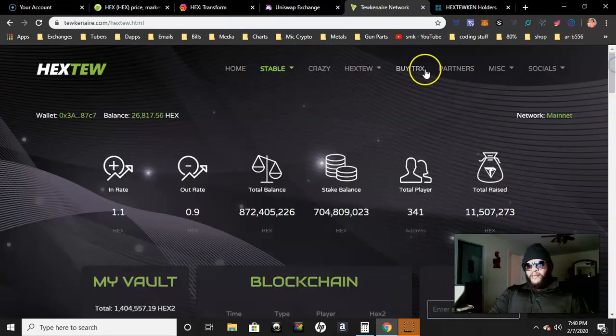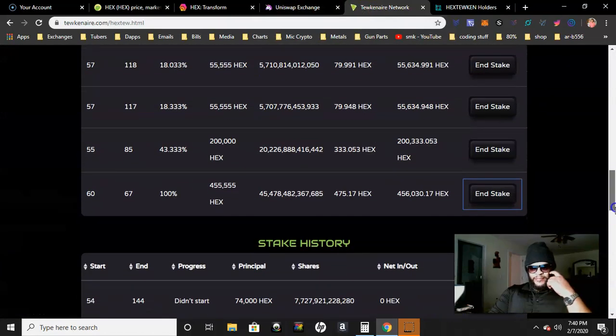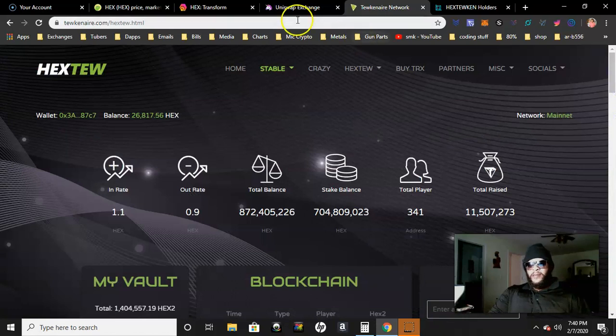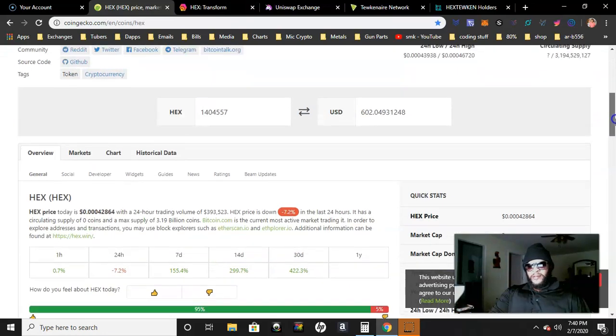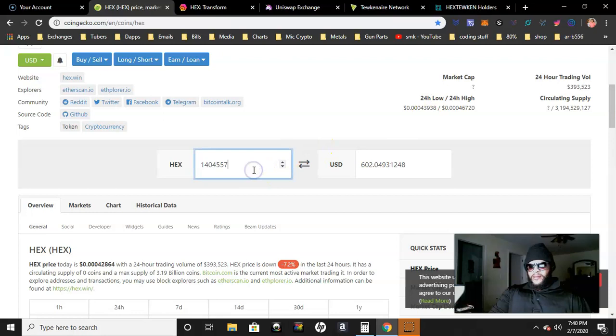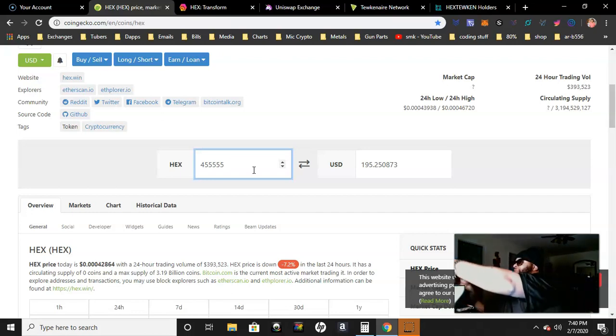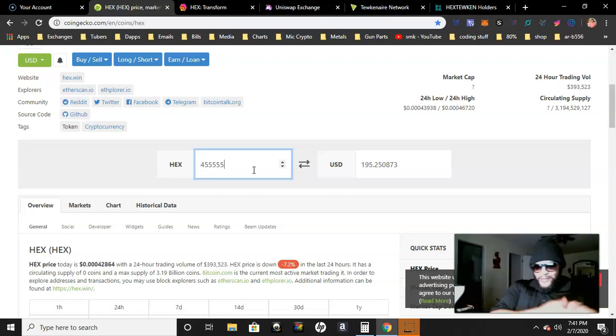Let me go up here and see how much 555 is. Is it 555 or 455? 455. That's why I like to go to CoinGecko. See, I like to come here because you can see what your hex is. Oh, wait a minute. That ain't right. That's $195. Wait a minute. That's $195, 1, 2, 3. And I'm complaining about 24 cents.